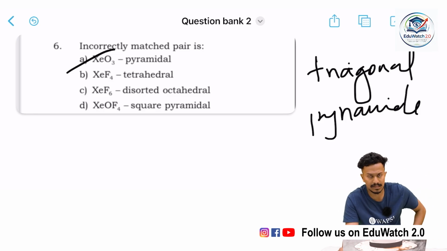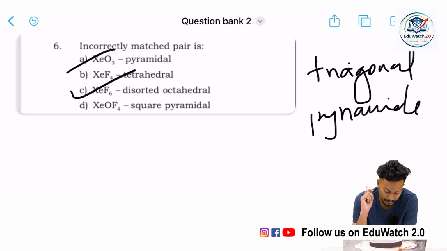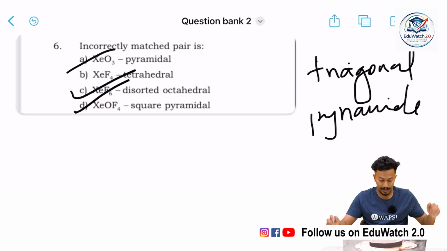We'll come to XeF4 after. Xenon hexafluoride is sp3d hybridized with a distorted octahedral structure, which is also correct. And XeOF4 has a square pyramidal structure with sp3d2. So XeOF4, xenon oxyfluoride, is also a correct answer.